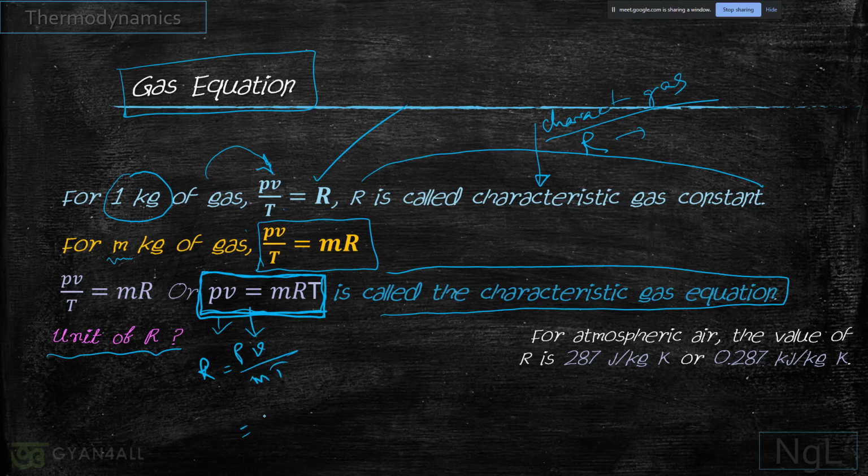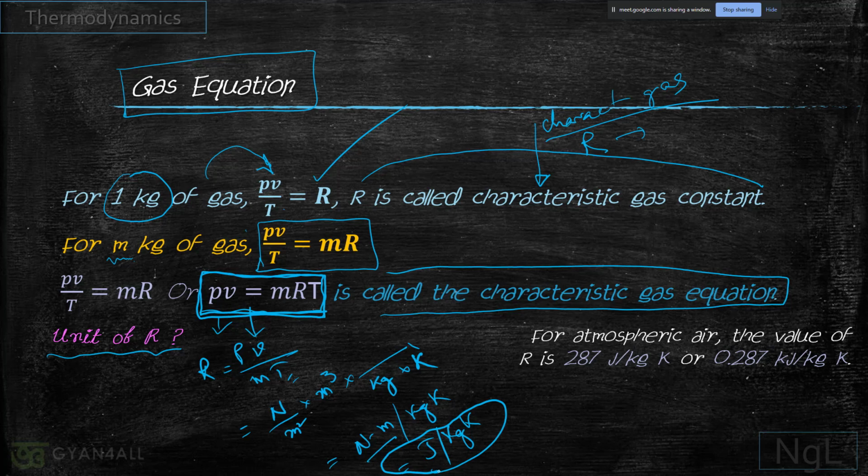If we put in the units: pressure is Newton per meter square, volume is meter cube, divided by m, which is kg, and temperature is Kelvin. So what will remain? Newton meter per kg per Kelvin. Now what is Newton meter? This is Joule. So the unit of R, the characteristic gas constant, is Joule per kg per Kelvin.